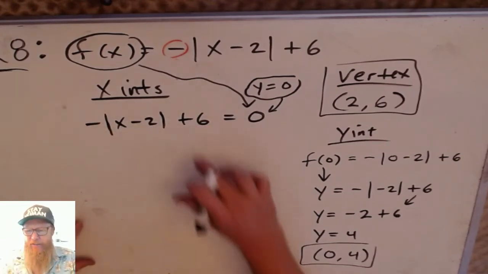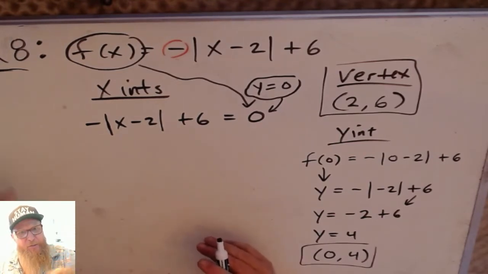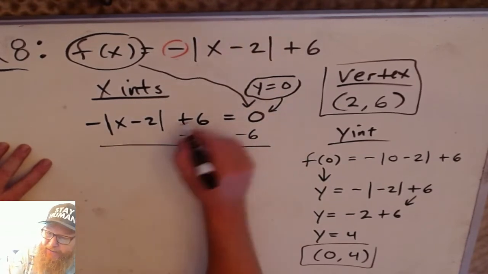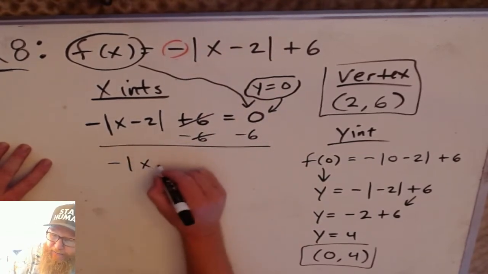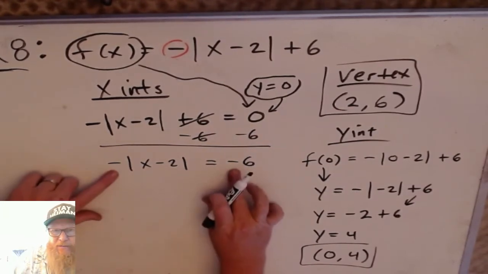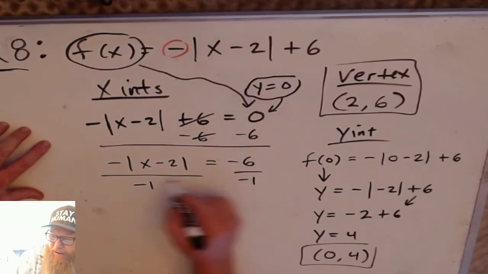Okay, let's go ahead and solve this thing. Remember, there are 3 possibilities. I can either get 1 solution, 2 solutions, or no solution. It all depends on the right-hand side. So you got negative on both sides, so you're going to divide by -1.